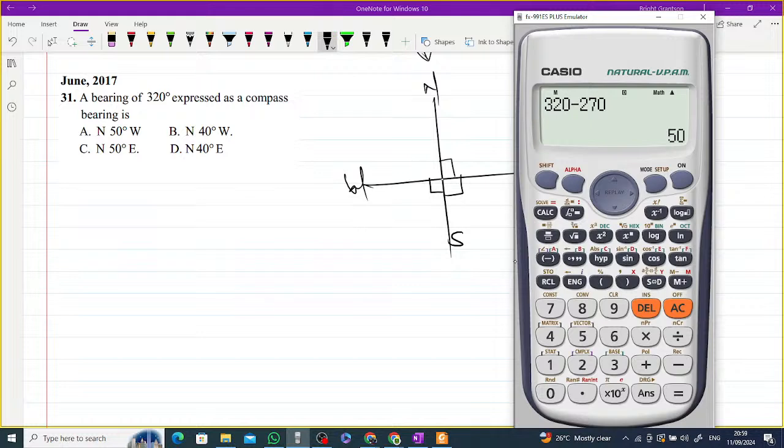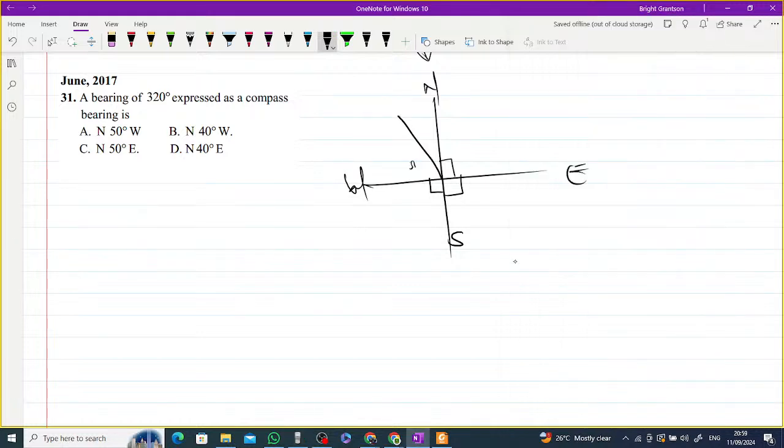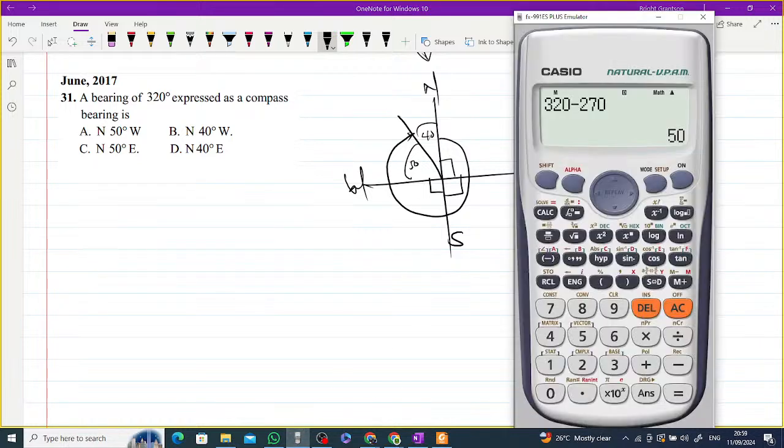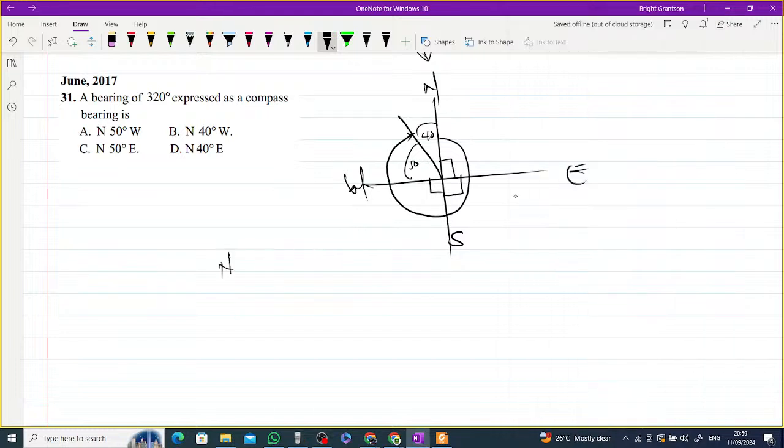That is 50. So it means you are going to add 50 in this direction. That means it's going to be 40 here. And in bearings, we read from the north. So you are reading from here to here. So the angle is 270 plus 50, 320. It's going to be north 40 degrees.